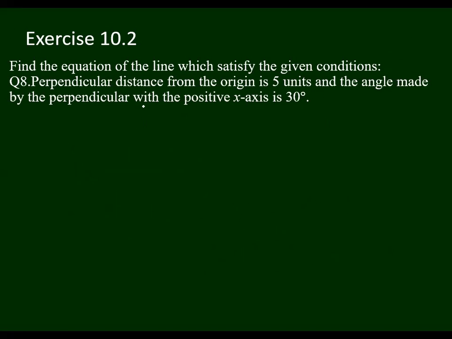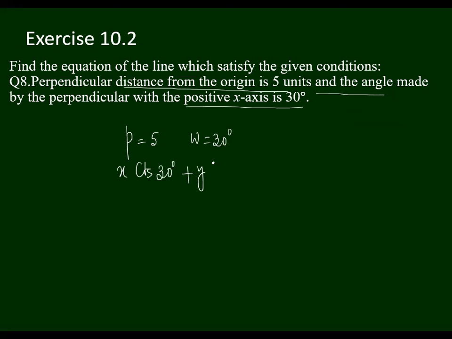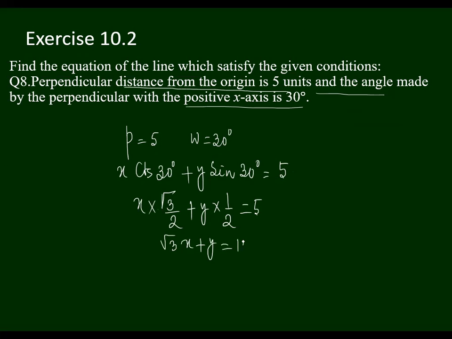Question number 8. Perpendicular distance from the origin is 5. Angle made with the positive axis is 30 degrees. P is equal to 5. Omega is equal to 30 degrees. So x cos 30 degrees plus y sin 30 degrees is equal to P. P is 5. So you can convert: x into root 3 by 2 plus y into 1 by 2 is equal to 5. On simplification, you will get root 3 x plus y is equal to 10.